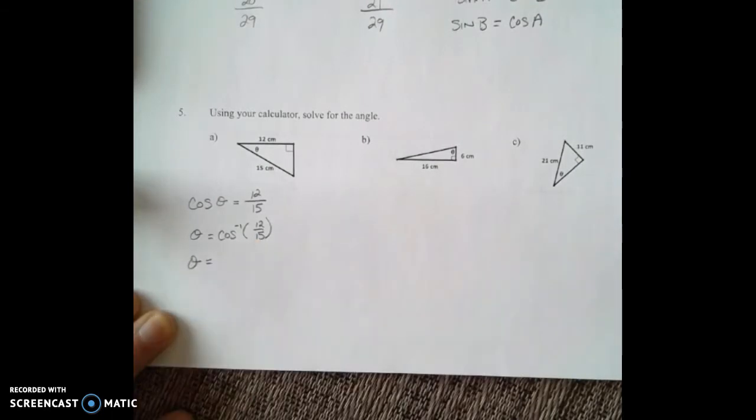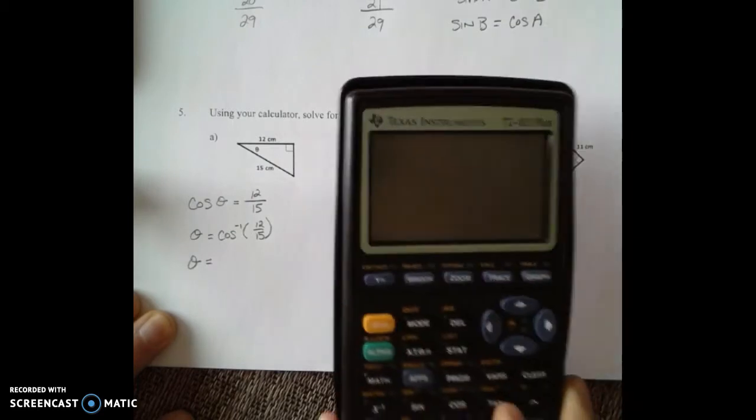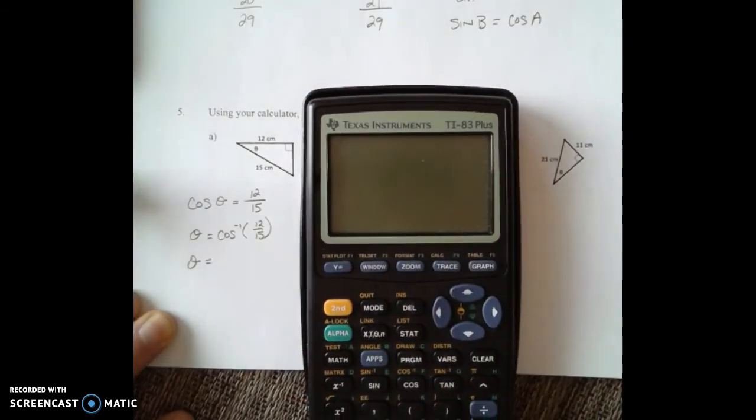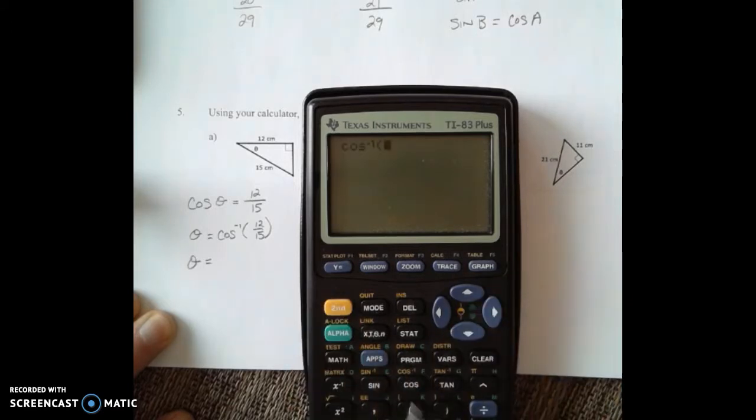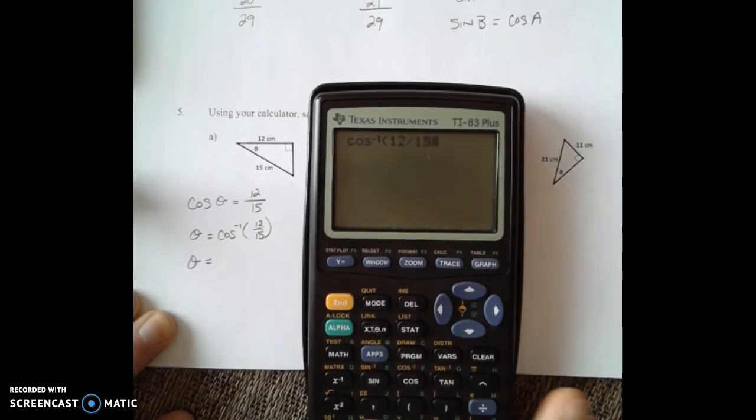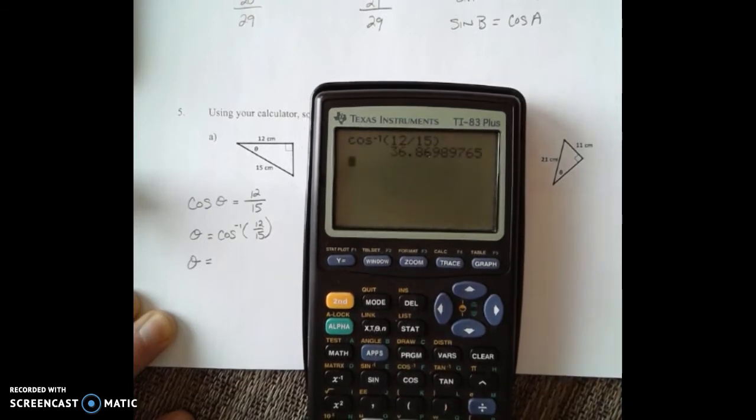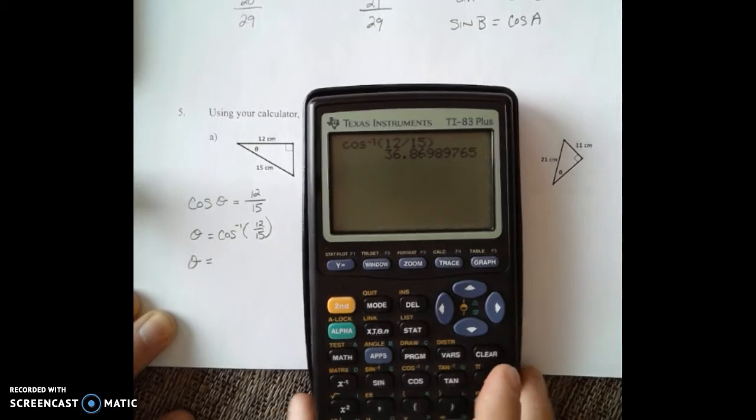This will give us our value of theta. So I'm going to use my calculator. Okay, and I'm going to find the inverse cosine. So I'm going to hit second cosine, and then I'm going to type in my ratio 12 divided by 15. And there's my angle. So I'm going to write all of that out.